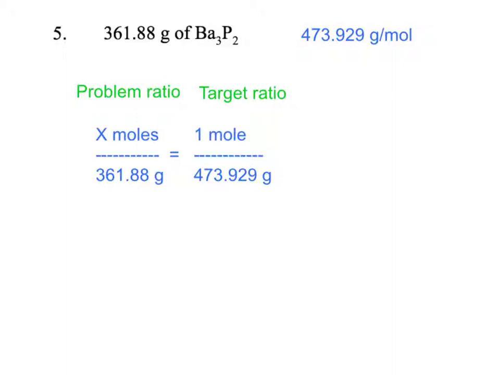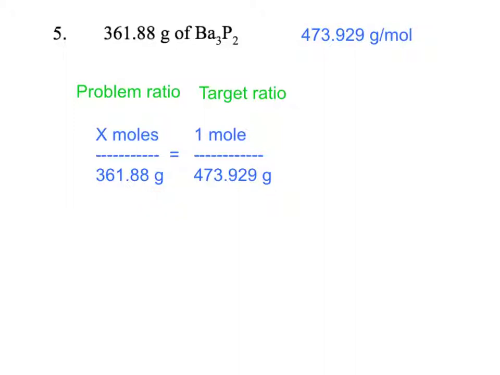One of the important things about setting up a proportion is that you want to make sure that you have the problem ratio representing your known and unknown on one side, and you want to have your target ratio on the other side, have them distinct. Also make sure that the units are in the same locations, and so we have moles in the top on the left, moles in the top on the right, and then grams on the bottom, grams on the bottom.